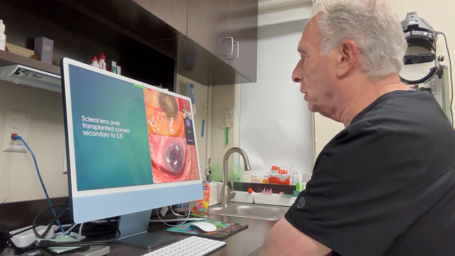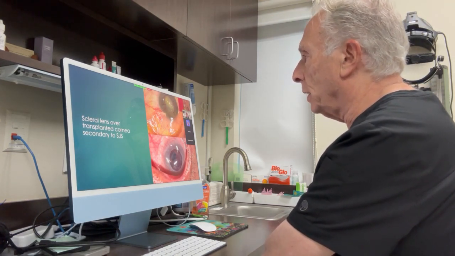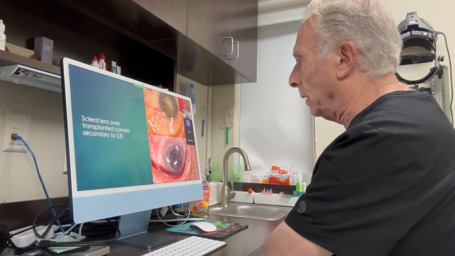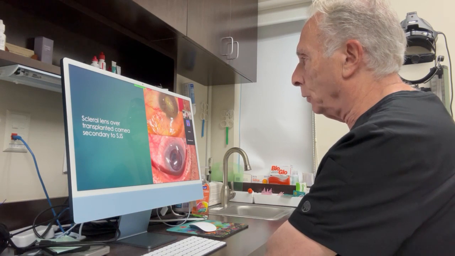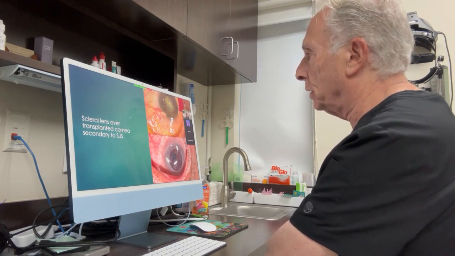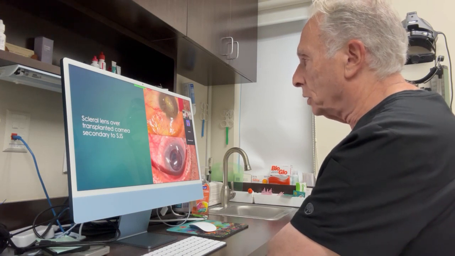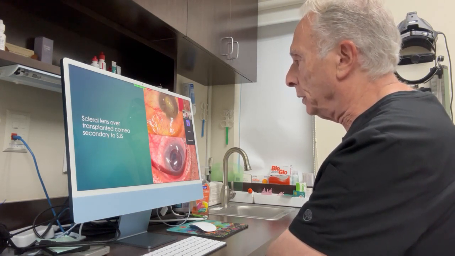This patient's from another country. That cornea perforated. The doctor used crazy glue to seal up the perforation. The patient came to Miami to have medical treatment done. We fit that eye with a scleral lens to protect it, in anticipation for a surgical procedure that was to be done here in Miami.